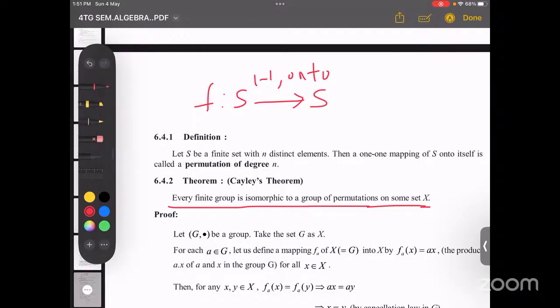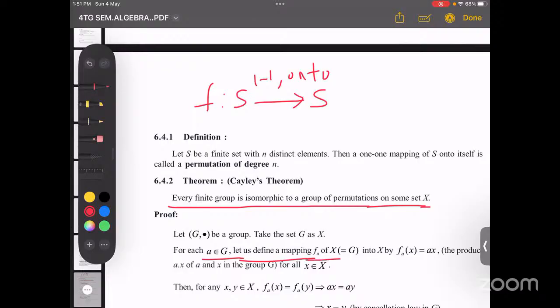For this proof, let (G, dot), where dot is the operation we are taking, be a group. Take the set G as X. Whatever the set G is, take that as capital X. For each a belonging to G, let us define a mapping f_a of x.